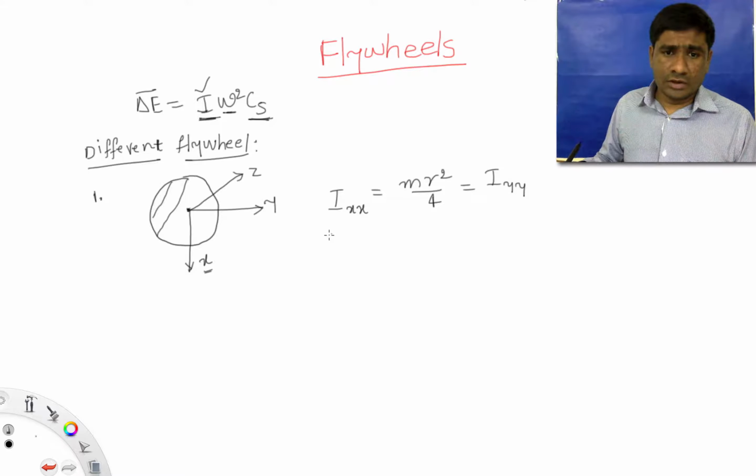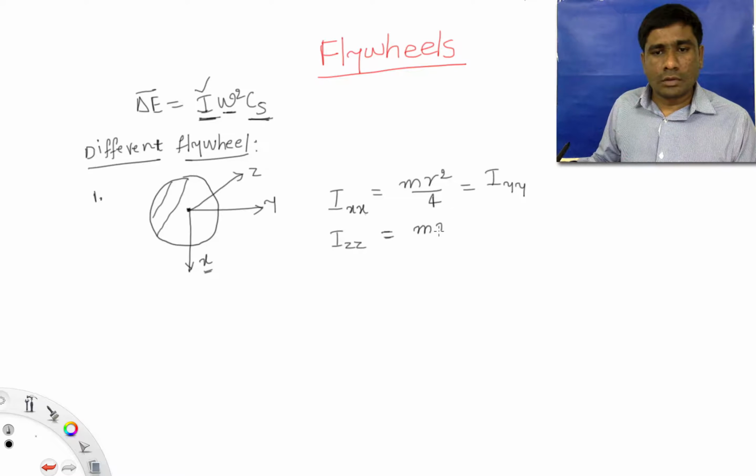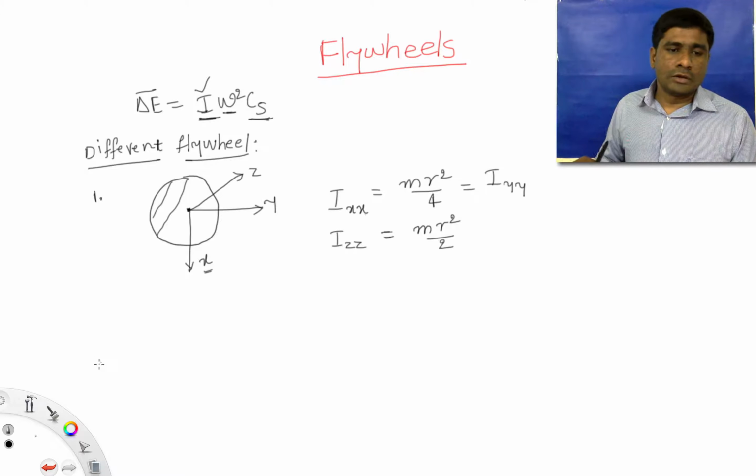And Iz, then what is the Iz? Iz is the moment of inertia about axis z, that is going through this center and perpendicular to the plane of the disc. So by using the perpendicular axis theorem, Iz equal to Ix plus Iy, but this is 2 times of m r square by 4. That means this is m r square by 2.